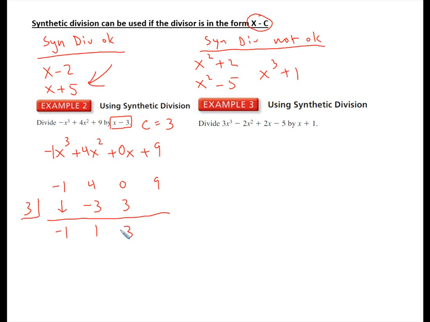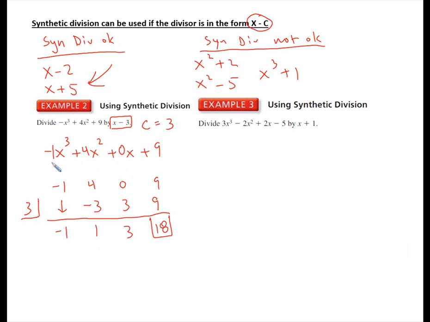Okay. Multiply 3 times 3, we get 9. That goes in the next missing spot. Then we add these numbers, we get 18. This final number here is your remainder. Okay. Now this is how you write your answer.